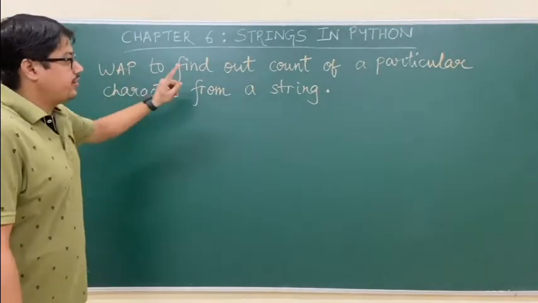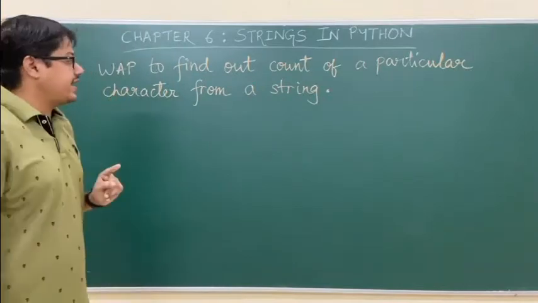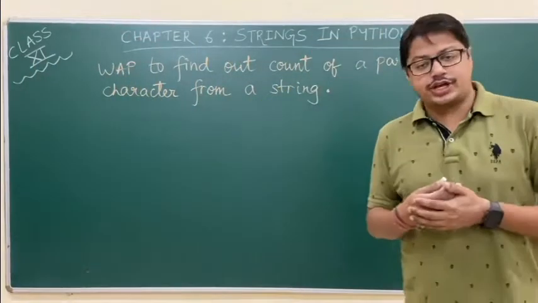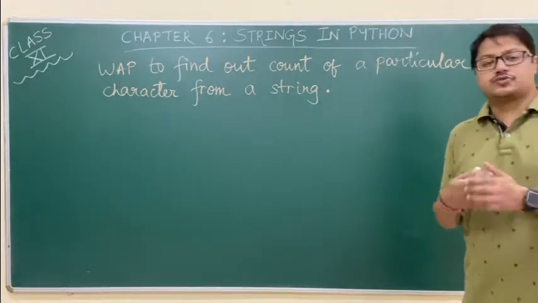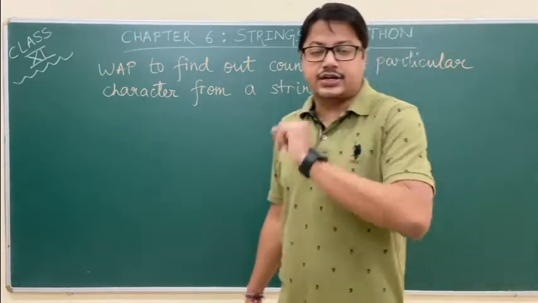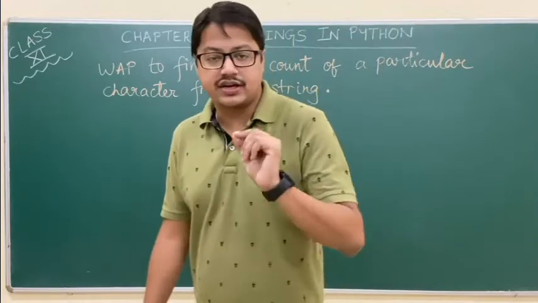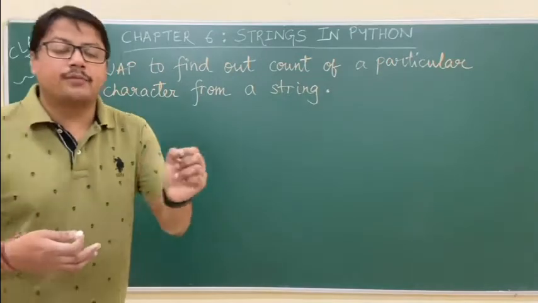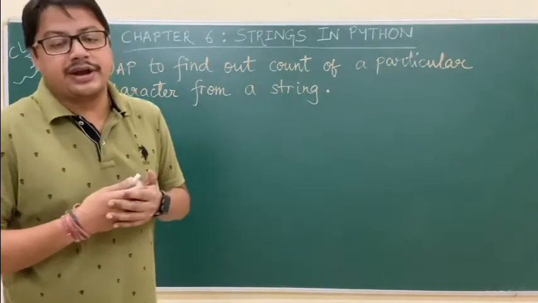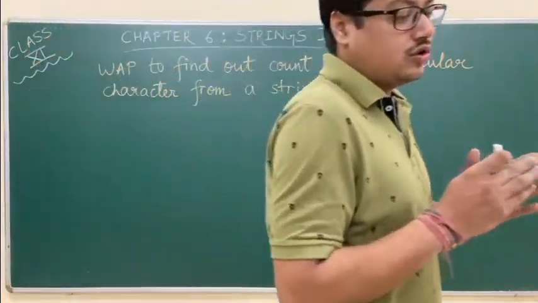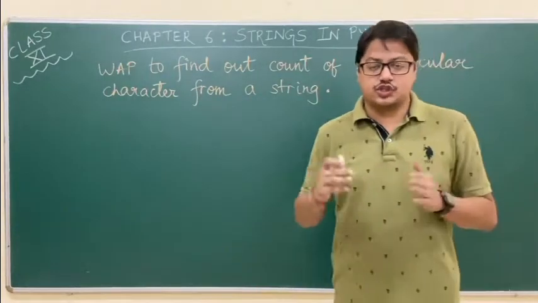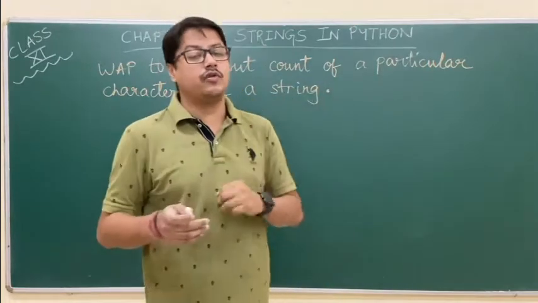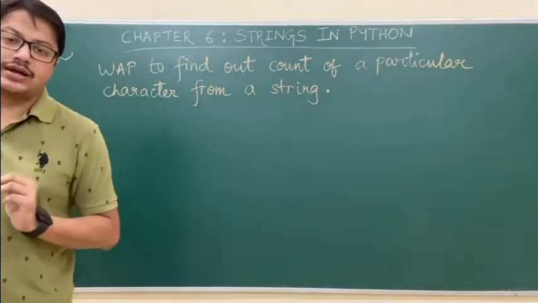WAP, write a program to find out the count of a particular character from any given string. That means we need to enter a string, and we need to specify a letter or a character whose count we want. What is the meaning of count? The number of times that character is repeated in the string. So first of all we need to specify a string, specify a character whose count we want, and then we have to write the program for the string.